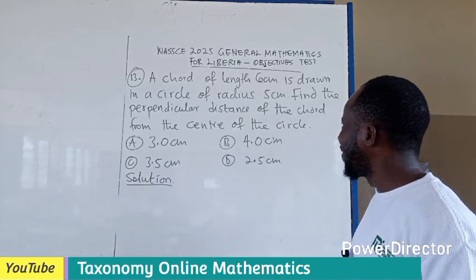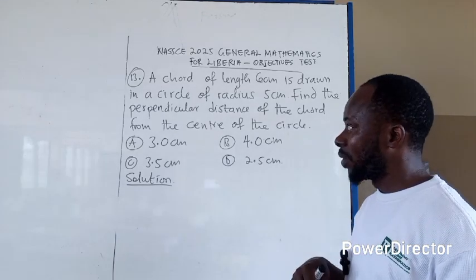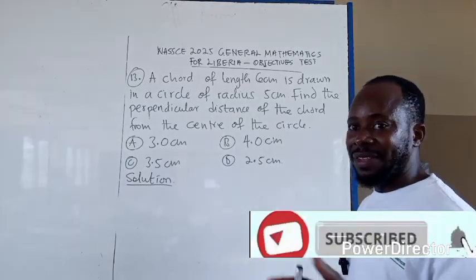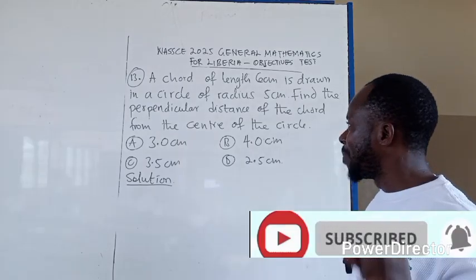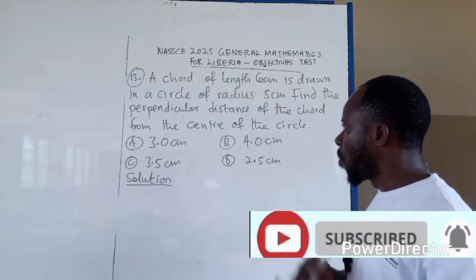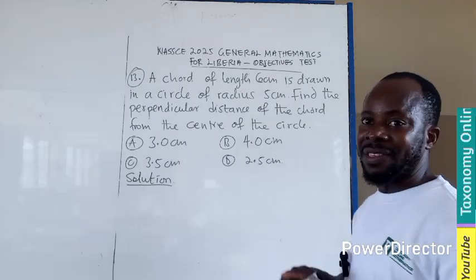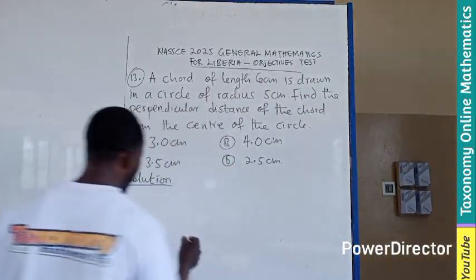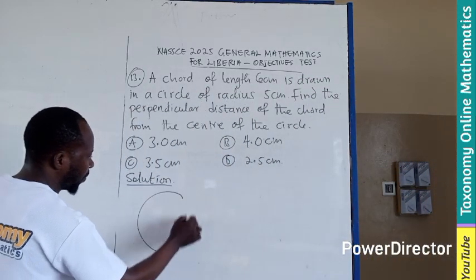A chord of length 6 cm is drawn from a circle of radius 5 cm. We have to find the perpendicular distance of the chord from the center of the circle. So let's make a sketch of that circle.